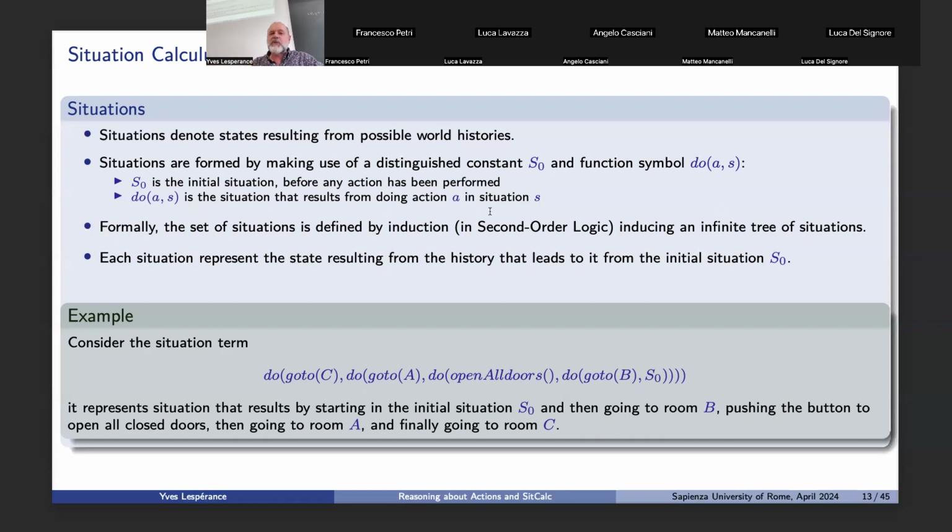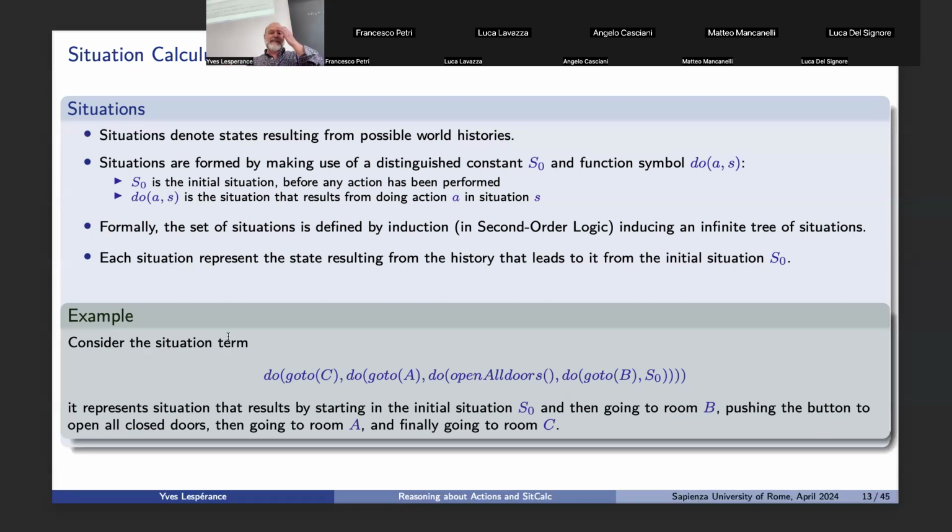So how do we represent situations using terms? These terms can contain the initial situation, S0. Or you can use a function symbol do with two arguments. One is an action and the other one is a situation. And do(A, S) represents the situation that is the result of doing action A in situation S.